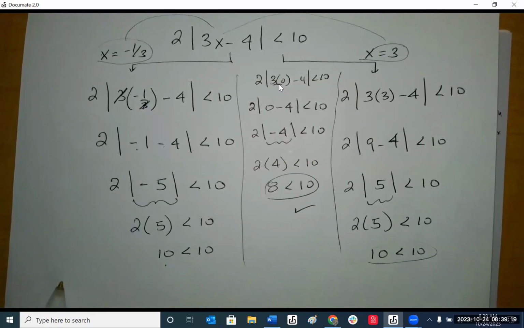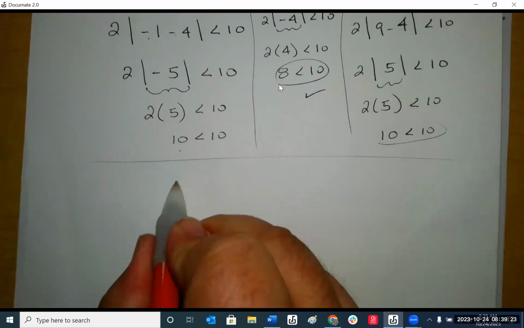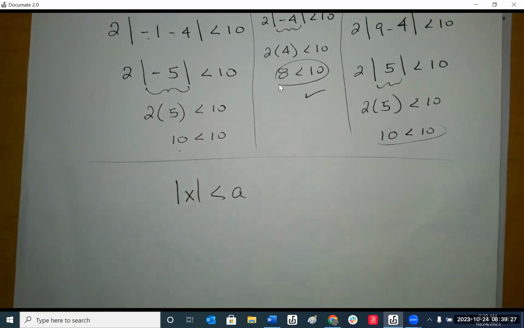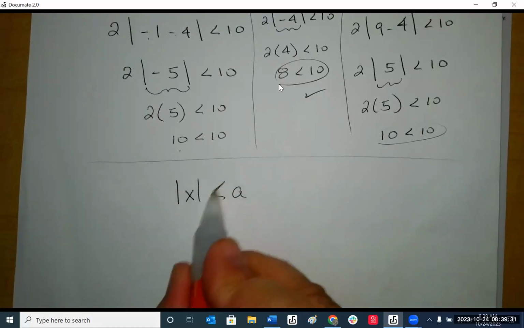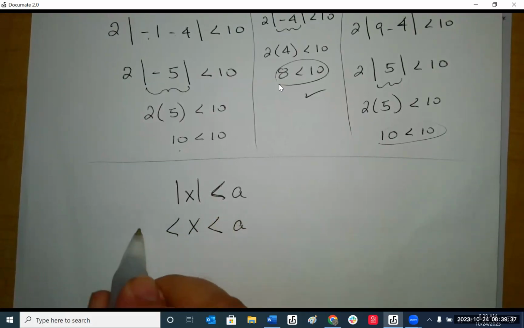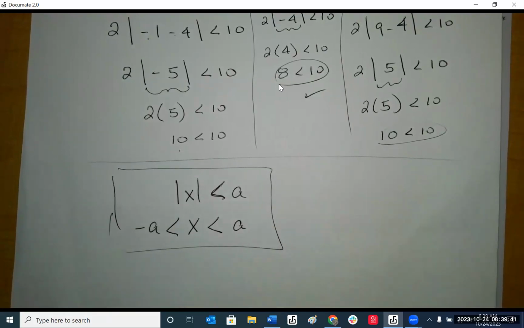So whenever you have an absolute value less than some number, if it's less than, drop the absolute value sign. One side's positive and one side's negative. And there's the formula just to plug it in there.